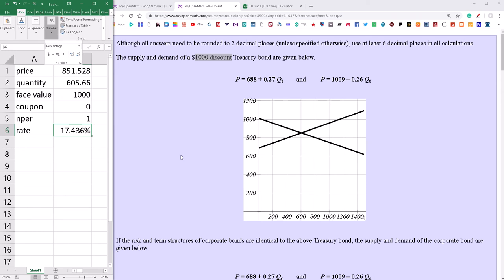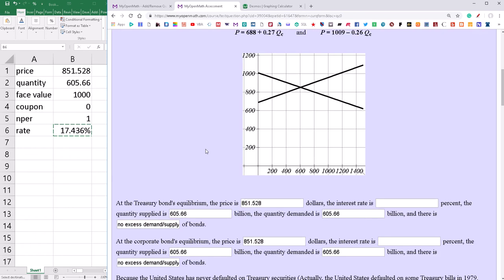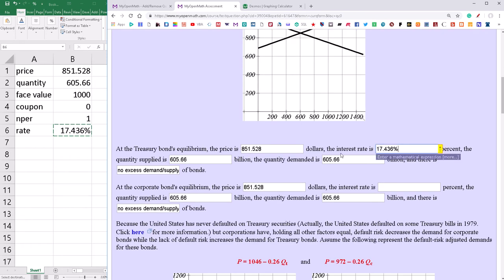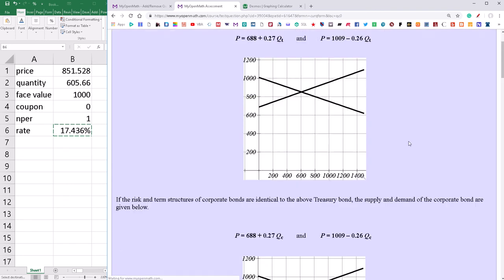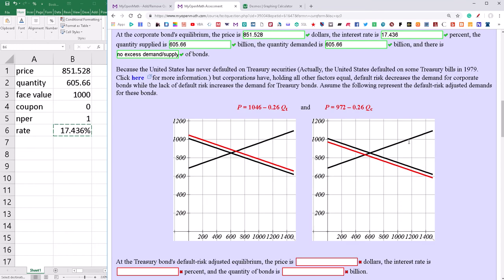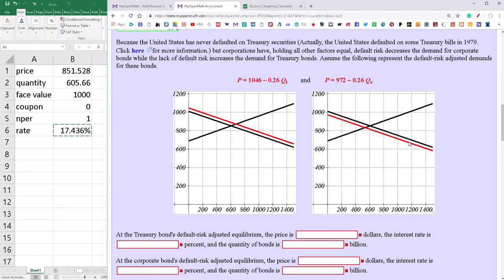So the interest rate, or yield to maturity, is 17.436. And again, it's identical for both. They have the same interest rate. We'll hit enter to see if we get everything correct. And we do.